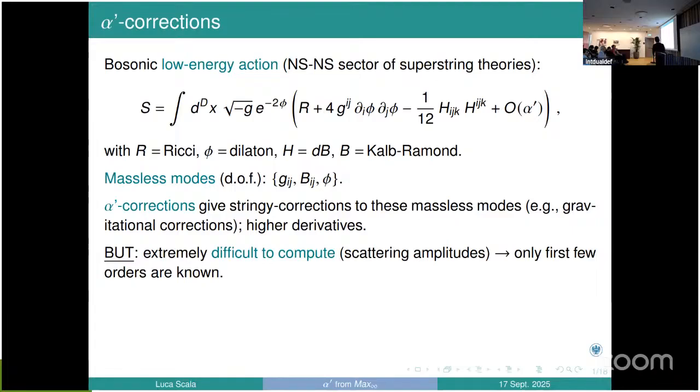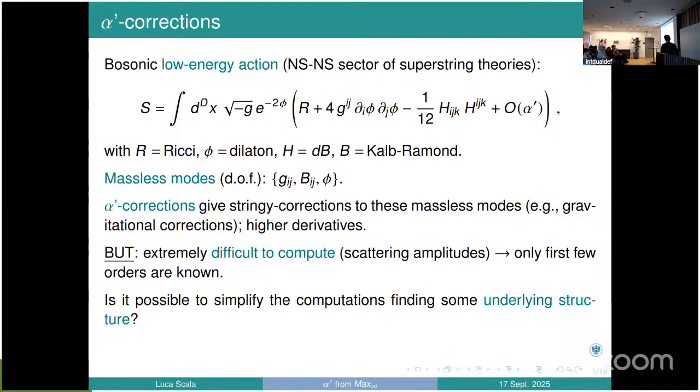But these corrections are extremely difficult to compute, because the usual way in which you do this classically is to look at scattering amplitudes, and we had a nice talk about scattering amplitudes yesterday. These are very cumbersome calculations, and only the first few orders are known. So the question is: is it possible to simplify this computation by finding some underlying structure?